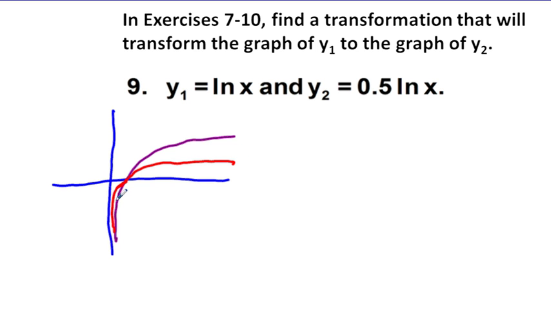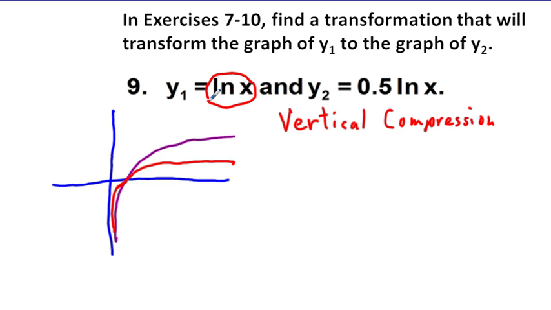And we did it over here. So we call this a vertical compression. Vertical compression. We multiply this function here, ln x, by a factor of 1/2.